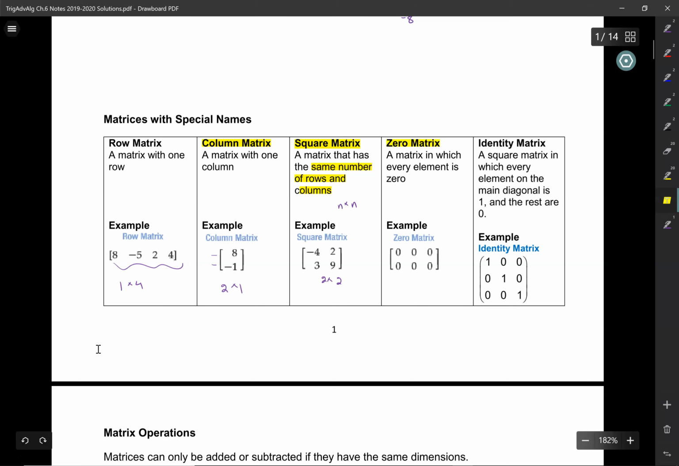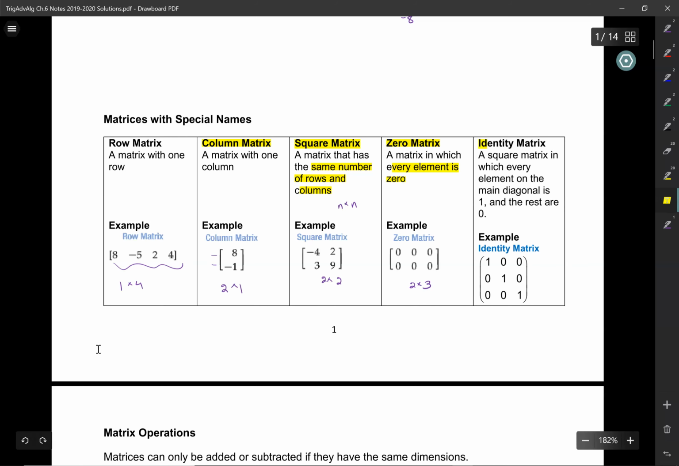A zero matrix is a matrix of any dimension with, you guessed it, every element 0. Okay? What's the dimension of this one here? 2 rows, 3 columns. That's a 2 by 3.